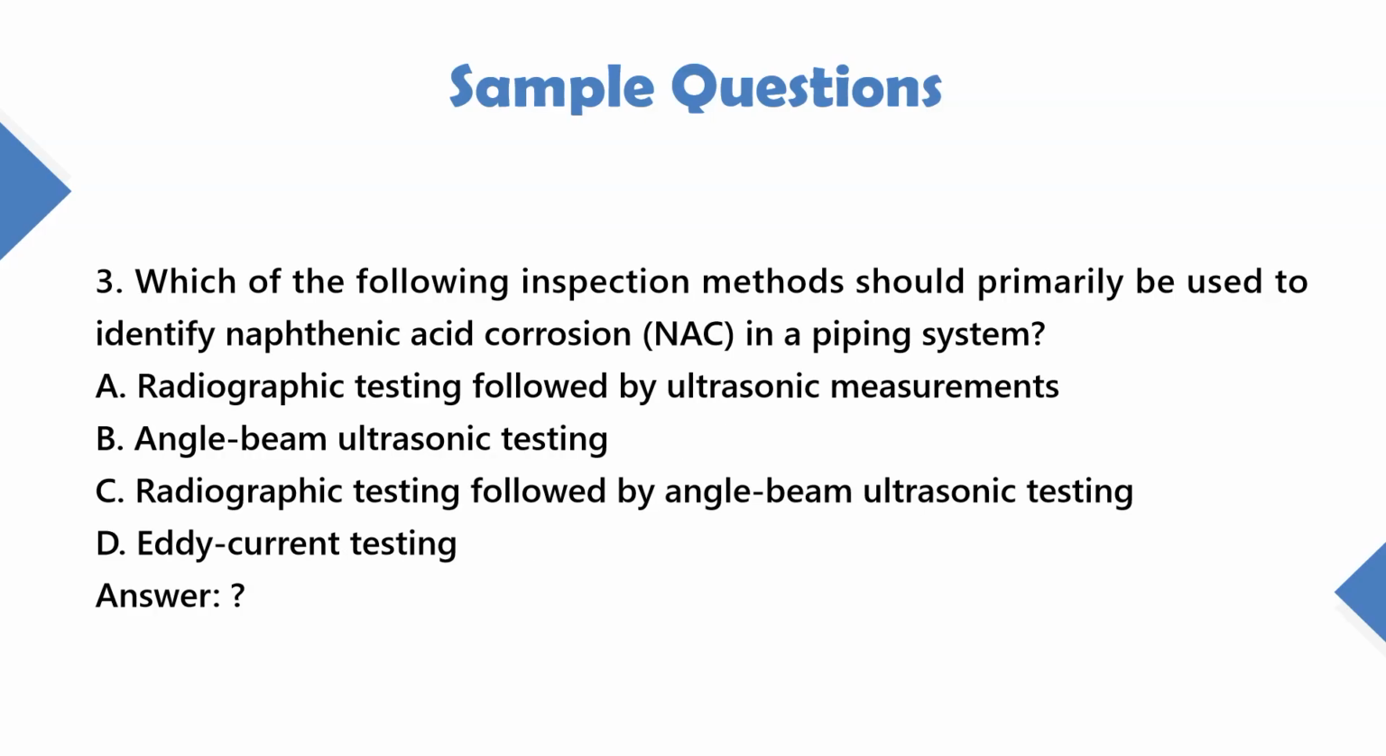3. Which of the following inspection methods should primarily be used to identify naphthenic acid corrosion, NAC, in a piping system? A. Radiographic testing followed by ultrasonic measurements. B. Angle beam ultrasonic testing. C. Radiographic testing followed by angle beam ultrasonic testing. D. Eddy current testing.